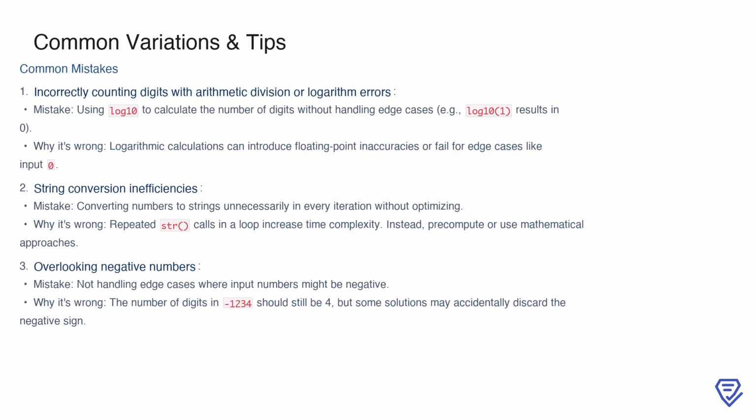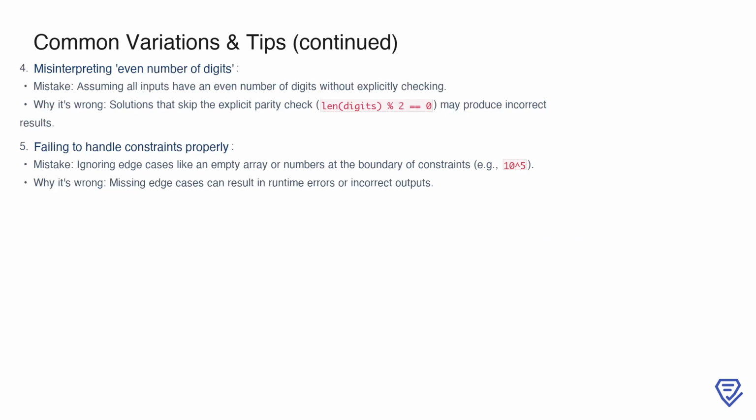Additionally, it's important not to overlook negative numbers. For example, in the case of -1234, the digit count should still be 4, but some solutions mistakenly account for the negative sign or discard the number entirely. Each of these errors can lead to incorrect outputs or inefficiencies, so it's crucial to address them early in your implementation. Another common pitfall is misinterpreting what it means for a number to have an even number of digits. Some solutions assume that all inputs meet this criterion without explicitly checking the parity using something like len(digits) % 2 == 0. This can result in subtle bugs where numbers with odd digit counts are improperly included in the output.